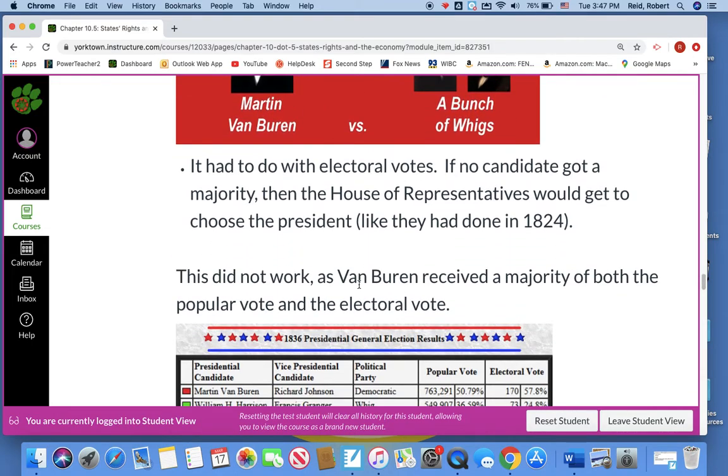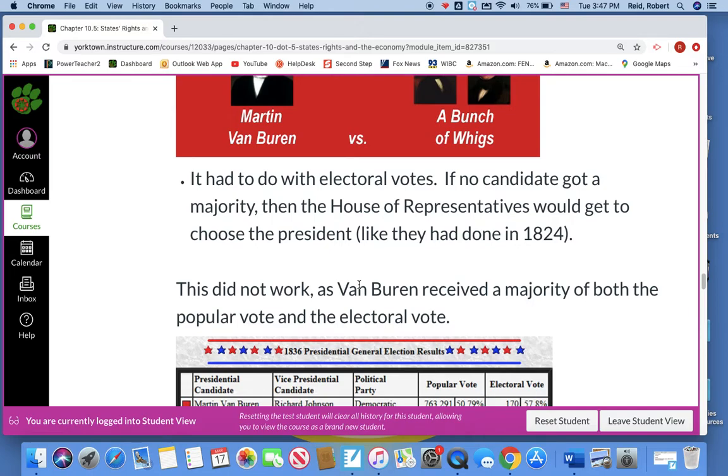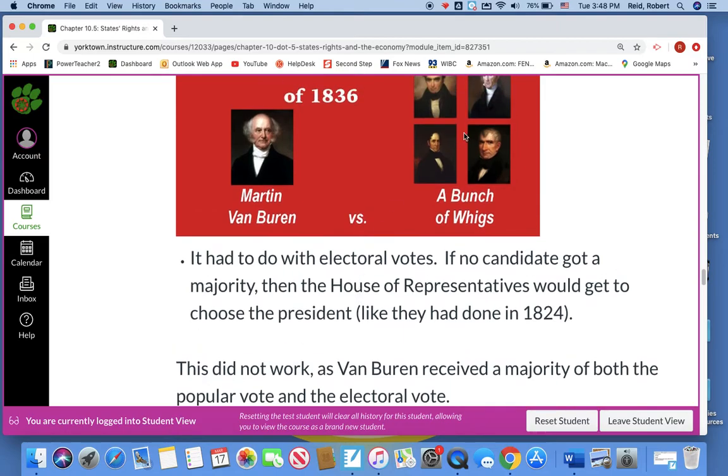The answer to the question had to do with the electoral vote system. Remember, if no candidate gets a majority, the House of Representatives gets to choose the president. They had done that in 1800. They had done that in 1824 with the so-called corrupt bargain. The idea is the more guys that you have running for president, chances are you may not allow one of them to get a majority of the electoral vote, and therefore it would then swing to the House to have the House pick the new president.